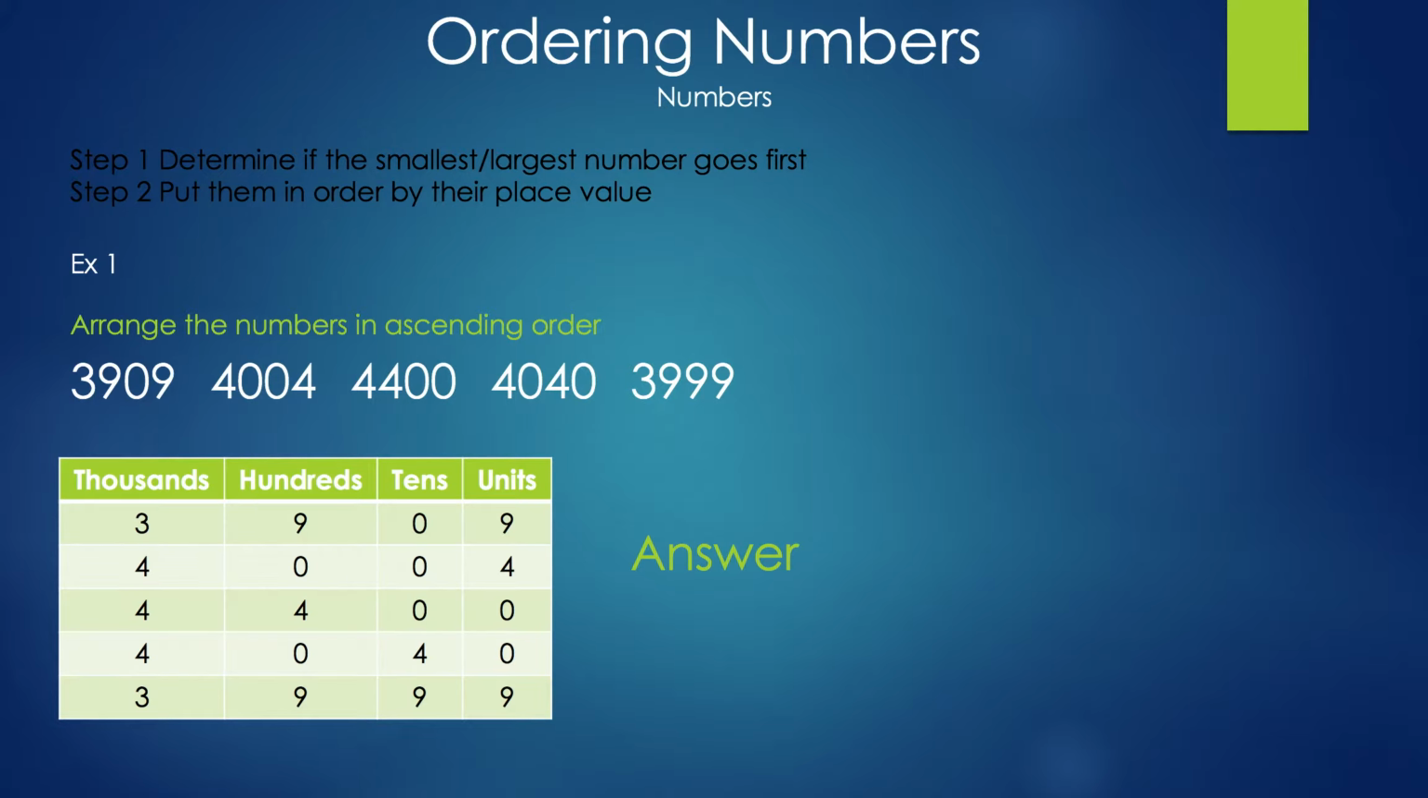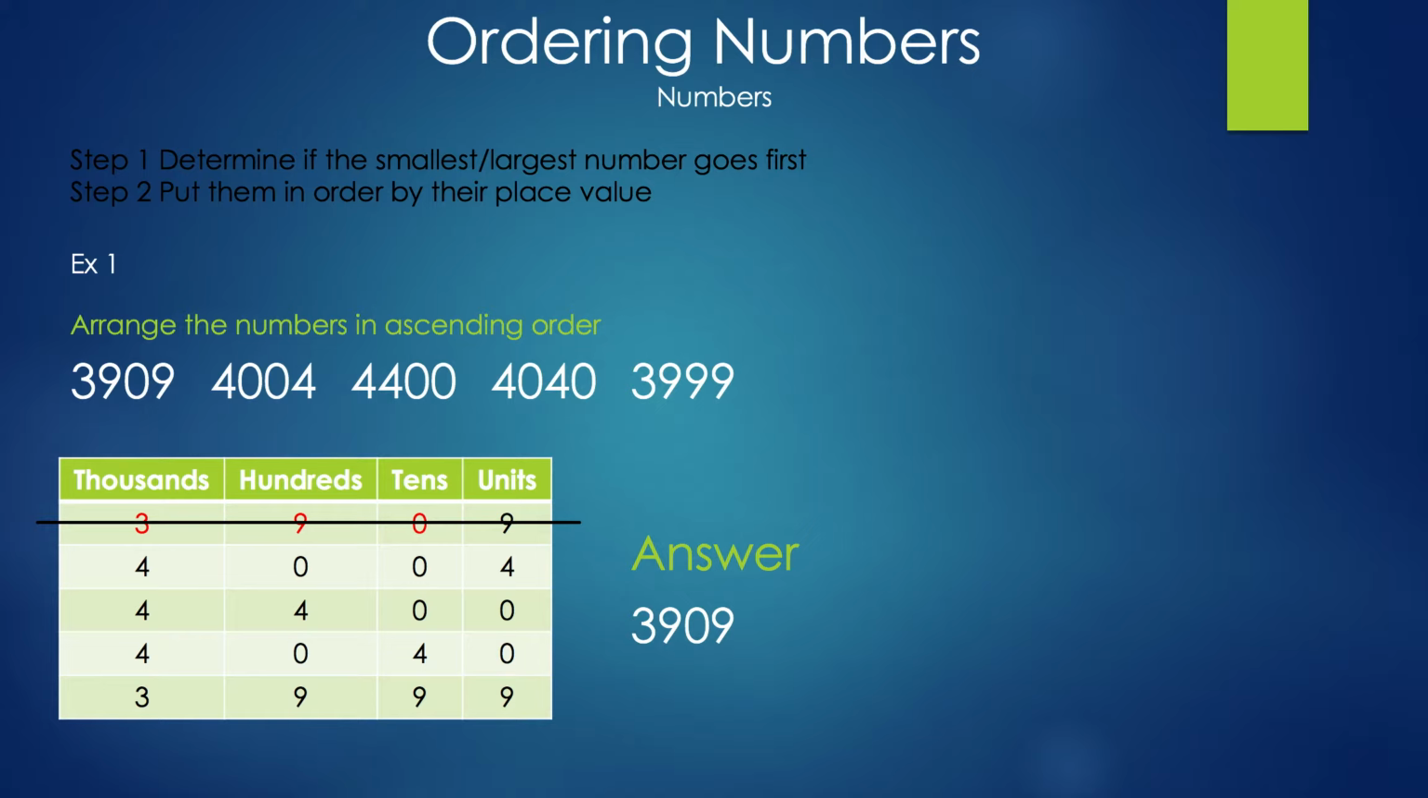So let's make a table so that you can see it easier. Now the next step is to look at the thousands place value. We're trying to find the smallest number. There are 2 3s. So let's go and highlight those 2 3s. So now we need to compare the hundreds place value. And unfortunately for us, they're the same. So now we need to compare the next place value, which is the tens. And we need to find the smallest one. So which one's smaller, 0 or 9? Obviously 0. So that means the top number is the first number in the answer.